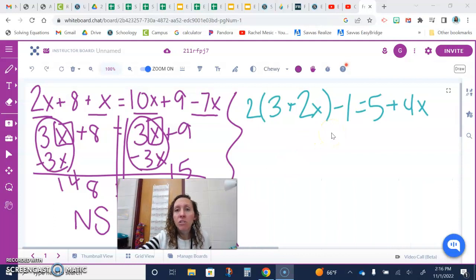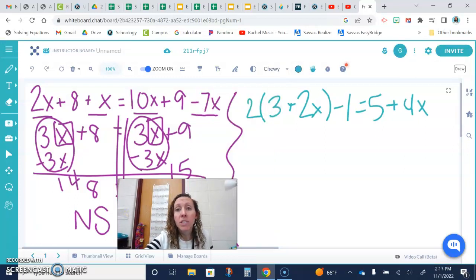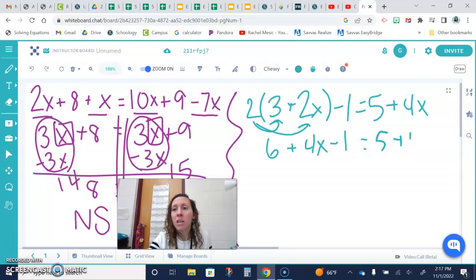All right, so we want to distribute first. I'm just going to quickly change our colors here. Okay, so we're going to take the 2 and we're going to multiply it by both of the terms inside the parentheses. 2 times 3 is 6, and 2 times 2 is 4, and that one has the variable x with it, minus 1. And then we'll keep everything over here on the right. All right, then for the like terms, on the left we have a 6 and then minus 1, so that is 5.